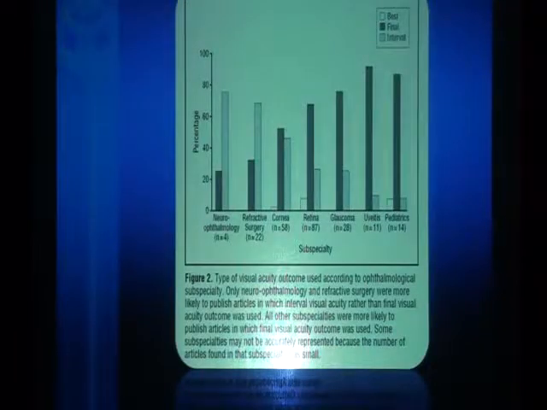As a corneal specialist, I want to see how we did compared to our colleagues. We see that in our area of ophthalmology, our neuro-ophthalmology colleagues are probably the best as far as reporting interval visual acuities instead of final or best visual acuities. In cornea, we're in the middle of the pack. Pediatrics brings up the rear, almost always reporting final visual acuity instead of interval visual acuity.